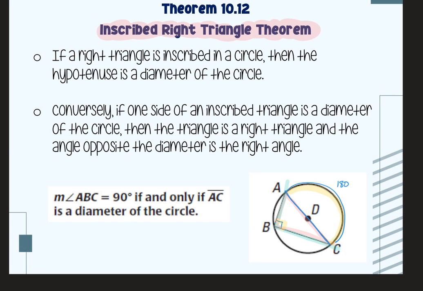This says if it's a right triangle, inscribed, so all the vertices have to be on the circle, then the hypotenuse of that is the diameter of the circle. And conversely, meaning switch the order, if one side of an inscribed triangle is the diameter, then the triangle is a right triangle, and the angle opposite the diameter is the right angle.